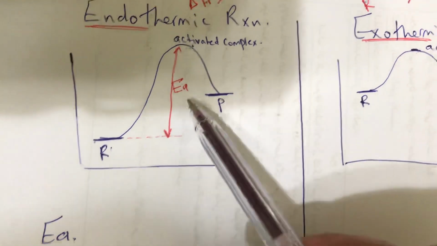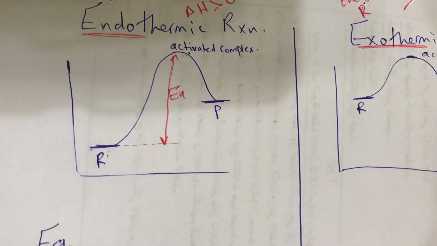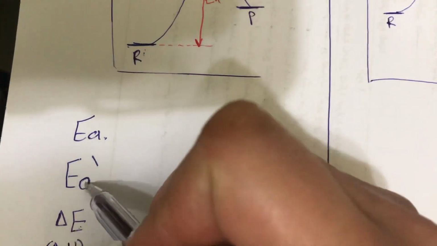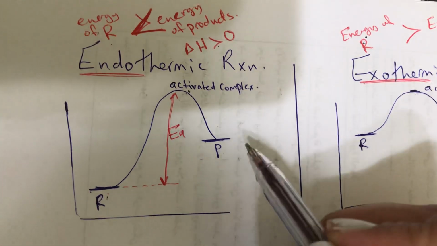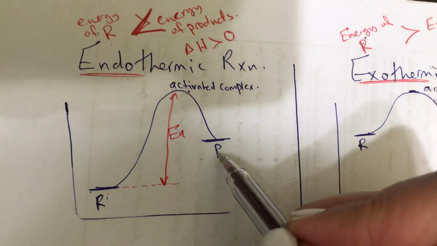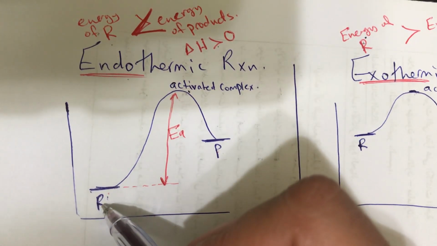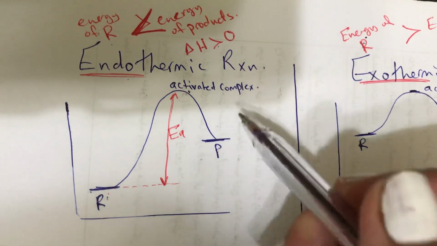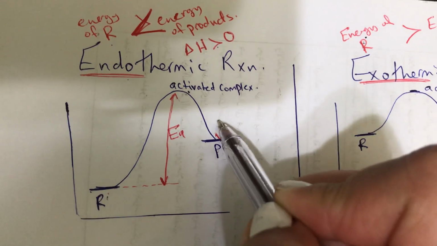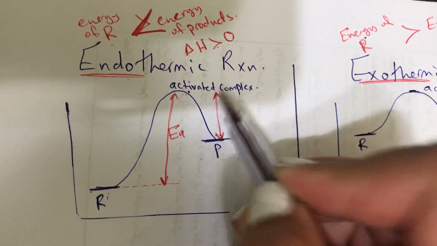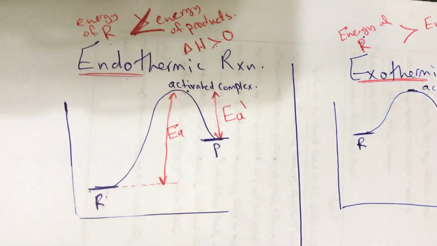So activation energy is the energy difference between reactants and the activated complex. What about activation energy for the backward reaction? It's the energy for the backward or reverse reaction, as products become reactants and reactants become products. So the activation energy here is the difference between the energy of a product and the activated complex. Here, activation energy for the reversed reaction.